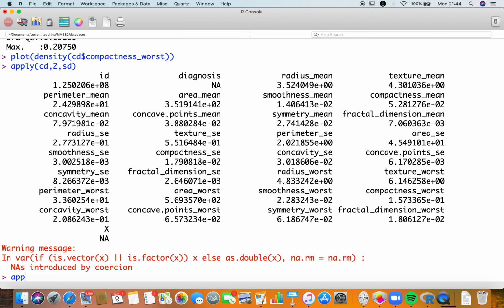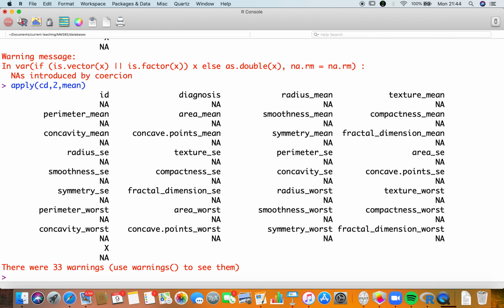Now you could do the same thing, folks, if you wanted to. This is your database. It's the CD database. In this case, I'm going to calculate the mean. I want the mean to be applied to the columns. So the columns in the apply function in R are denoted by 2. If you want to do the mean values for each of the rows, which you very rarely do, instead of 2, you have 1. So if I do that, there's a problem with the mean value.